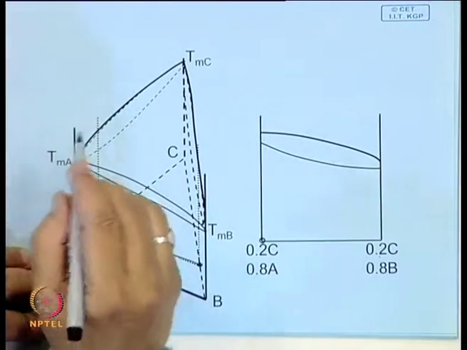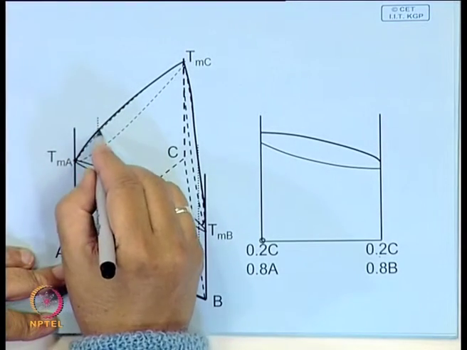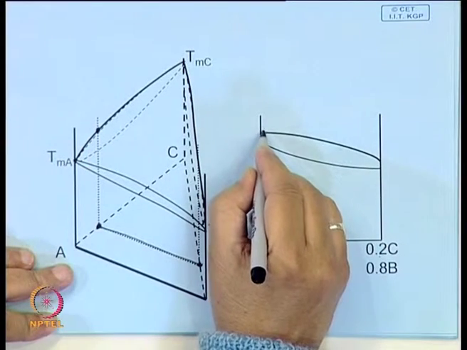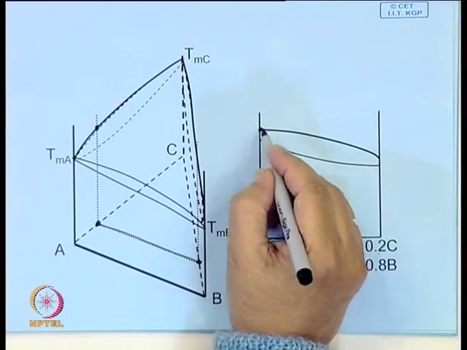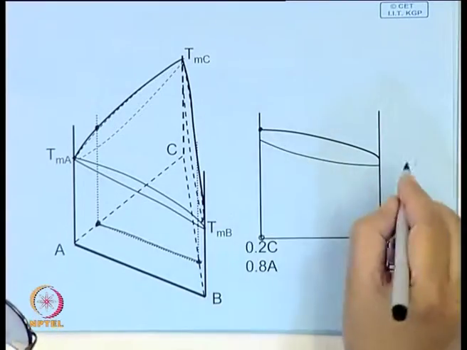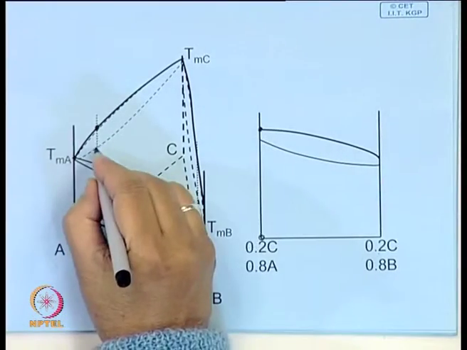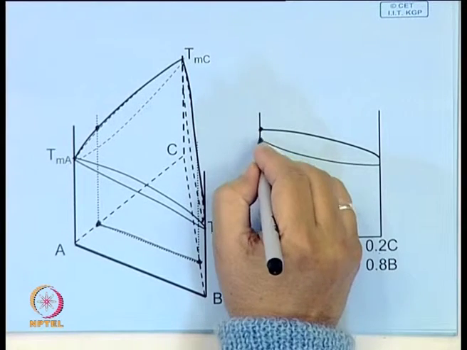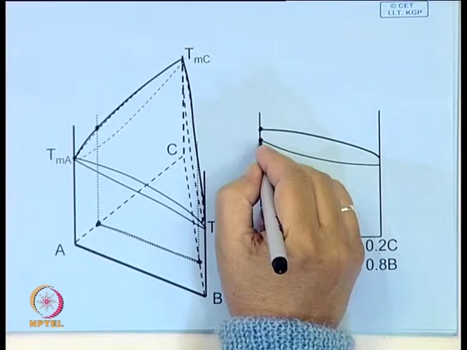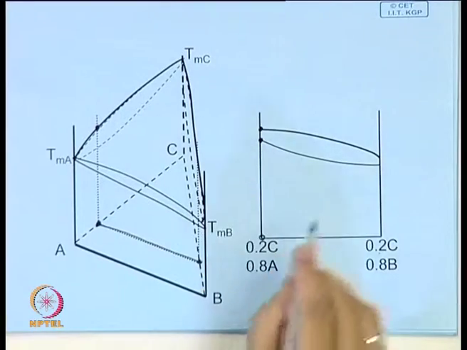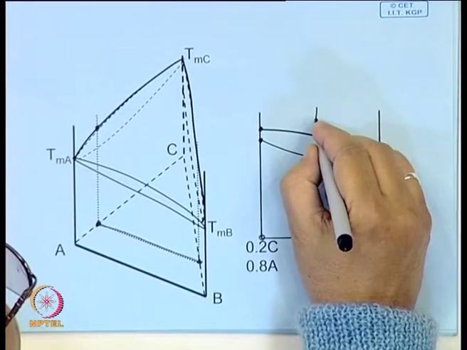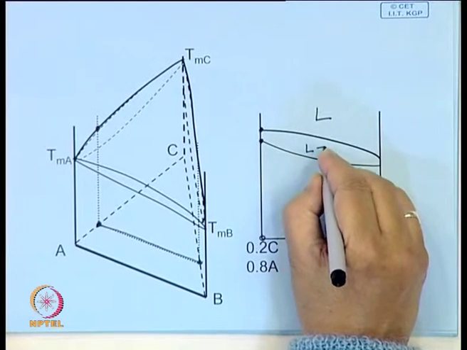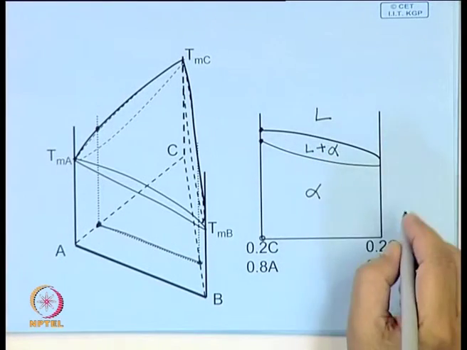Now, if you construct this, you will see that at the highest temperature it intersects here, which is shown over here. This is where solidification begins and this is where solidification is complete, and this portion is liquid, this is alpha, this is liquid plus alpha.